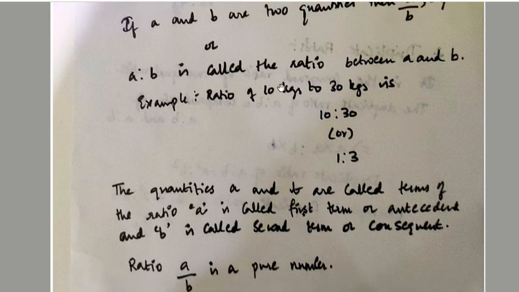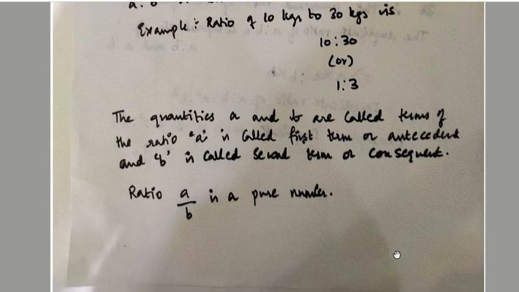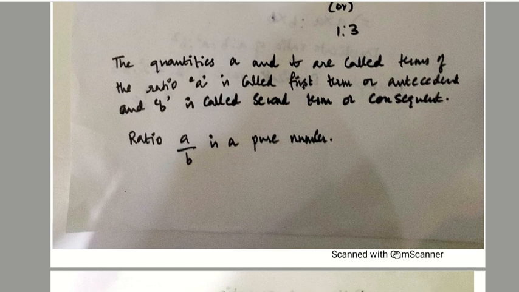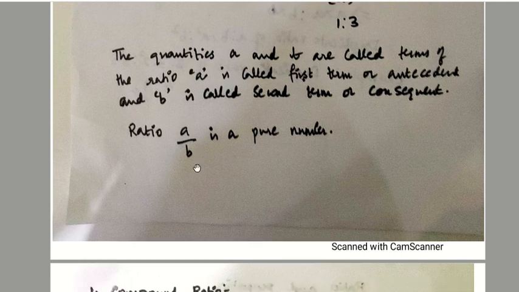For example, the ratio of 10 kgs to 30 kgs. How many times is one quantity equal to the other? So 10 is to 30 can be written as 1 is to 3, since 10 ones are 10 and 10 threes are 30. The quantities A and B are called terms of the ratio. A is called the first term or antecedent and B is called the second term or consequent. So the ratio A by B is always a pure number.